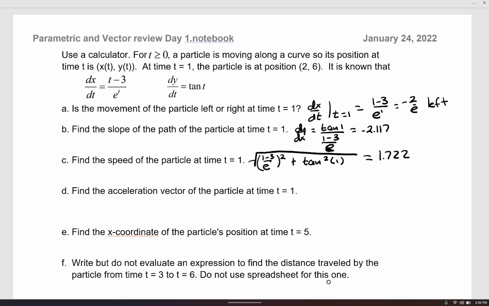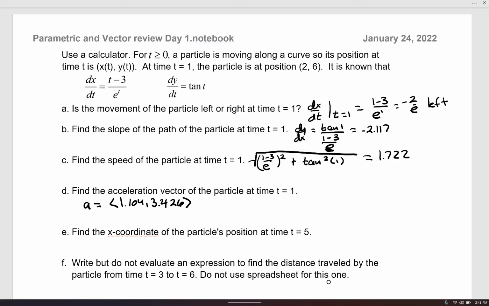Find the acceleration vector of the particle at time t equals 1. Well, we're going to use math number 8, which is derivative. So I'll just tell you that acceleration is 1.104 when we plug in the calculator and 3.426. And the key is use math number 8 on the calculator, and you got it.